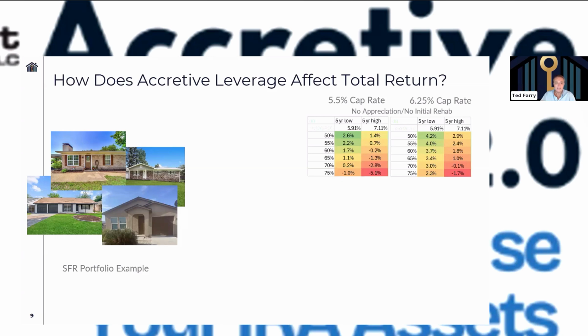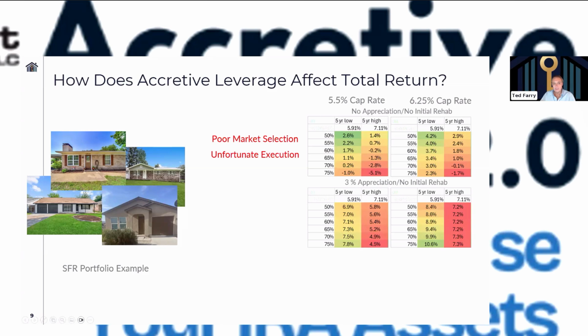The result is that the cost of sale eats into the levered yield so much that it turns the investment to negative accretive yield. In this scenario, debt isn't our friend, and quite frankly, neither is this investment. This is a result of poor market selection and, said nicely, unfortunate execution. Let's add in some appreciation from a more effective market selection in the next scenario.